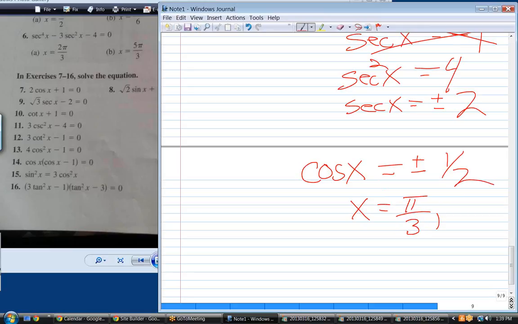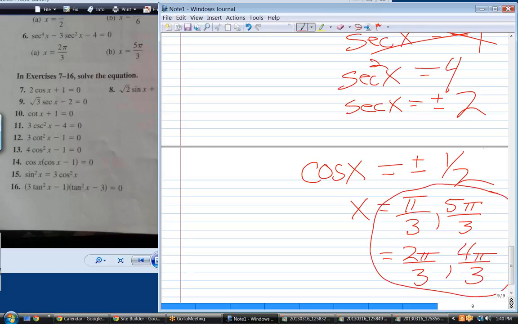That's the first quadrant solution. We also have the fourth quadrant solution, 5 pi over 3. That's for the plus 1/2. The minus 1/2 cosine, that's 2 pi over 3 in the second quadrant and the third quadrant. So here are the 4 solutions for just this part of the problem. And those would be the 4 solutions to the entire problem. And notice that, yes, 2 pi over 3 works and 5 pi over 3 works.